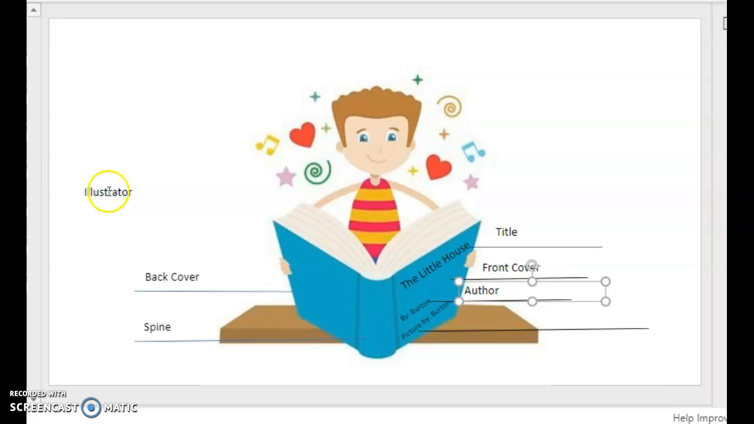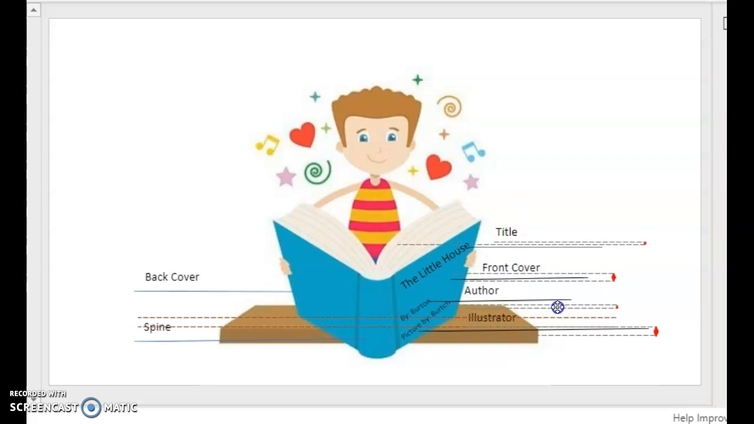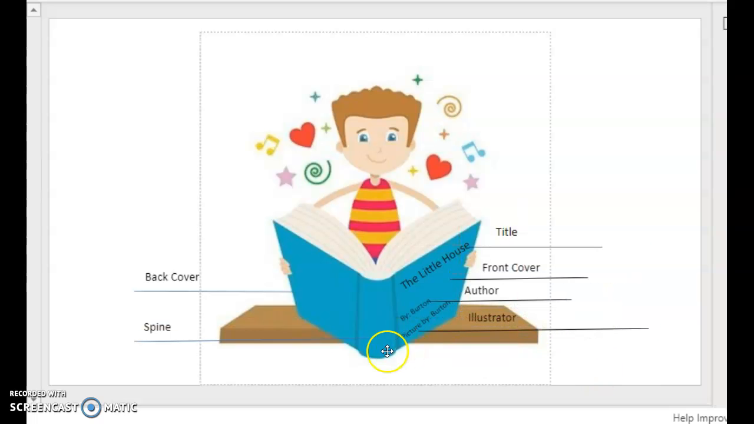And finally, the illustrator. The illustrator names the person who drew the pictures for the story. Sometimes the author and illustrator can be the same person. Sometimes they're two different people. It just depends. So those are the different parts of the book that we're going to talk about today. We have our front cover and our back cover, our spine, our title, our author, and our illustrator.